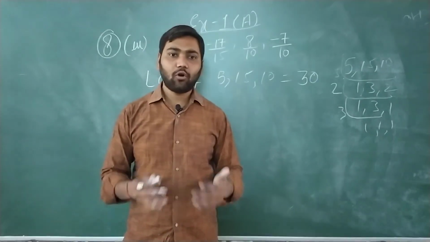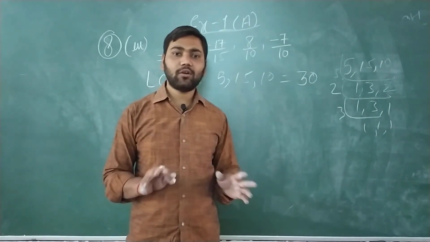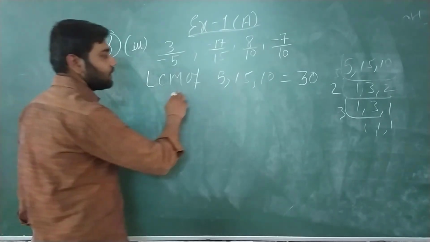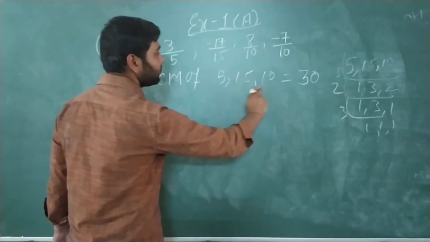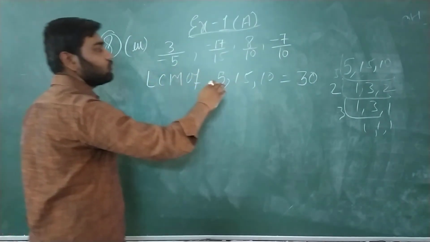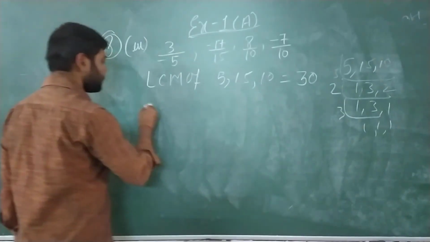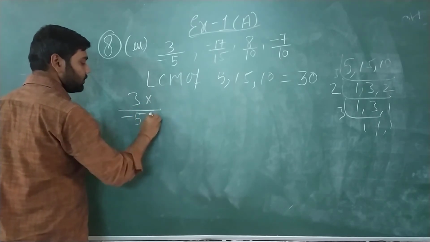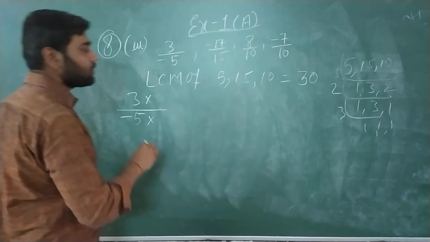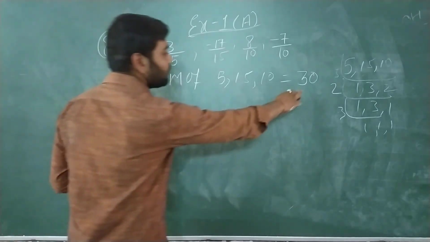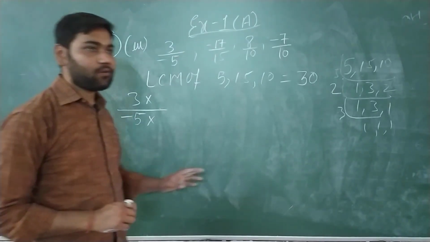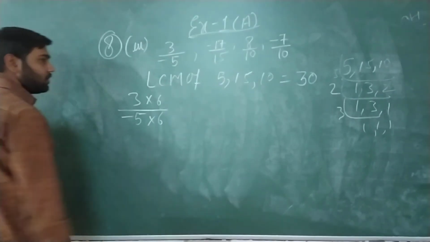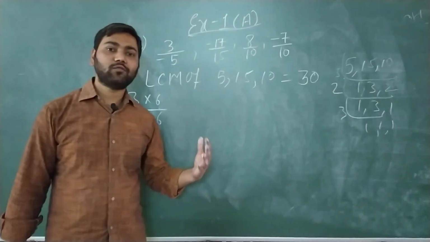All these things you know, how to find LCM and HCF, and if you still have any problem, you can ask me in the comment box. Okay, the LCM of the denominators 5, 15 and 10 is 30. So now we will convert them into like fractions. See here how to convert. For 3 upon minus 5, we will make an equivalent fraction. We have to make 30 in the denominator, so we will multiply it with 6, because 6 times 5 is 30.